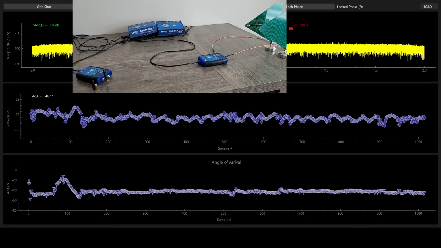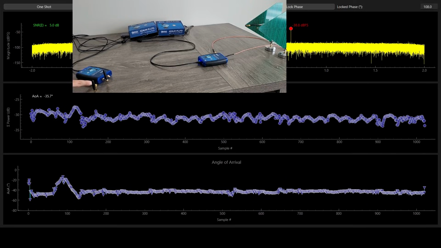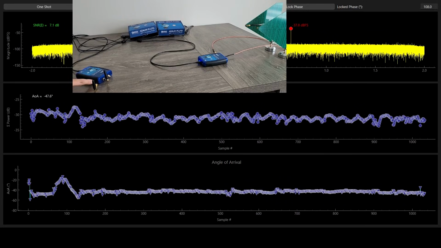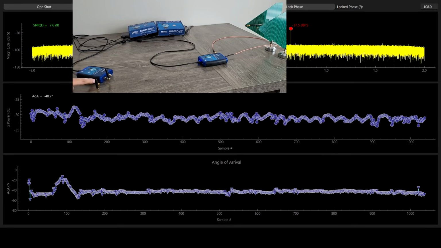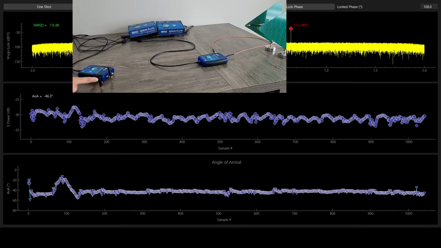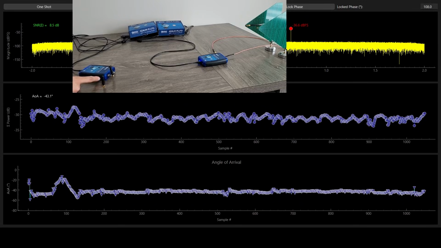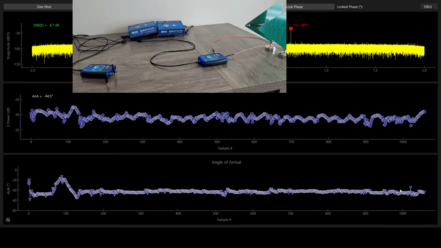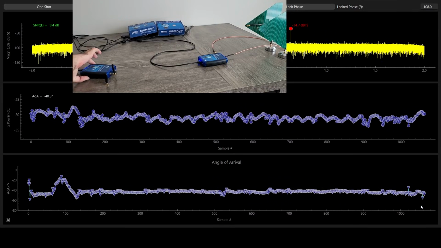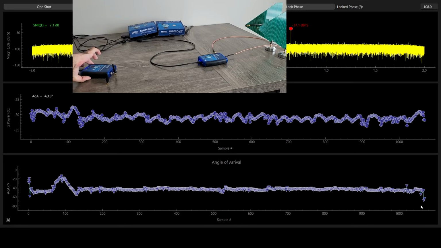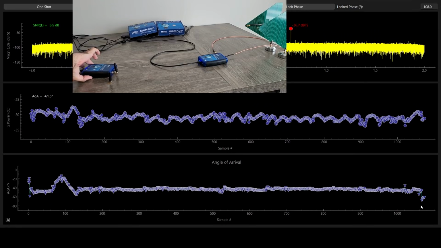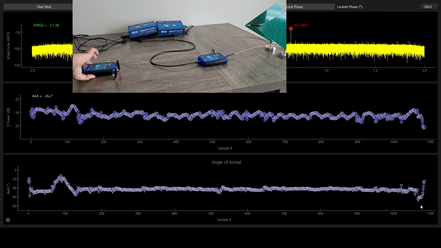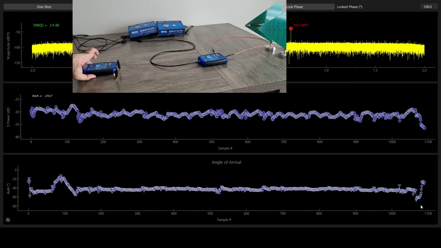So what I can do is that I can start changing the position of Rx a little bit, changing the angle of Rx a little bit. You can see the angle of arrival is now changing, the received power is changing. I can push this a little harder, for instance. You can see the angle of arrival now is ramping very quickly to a higher value.